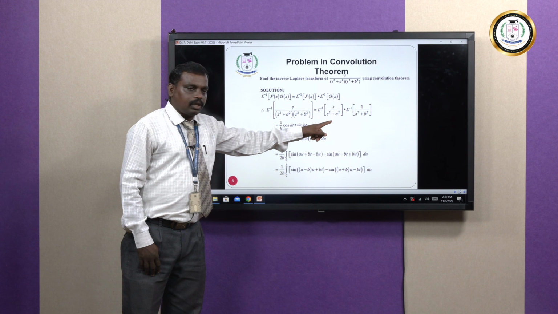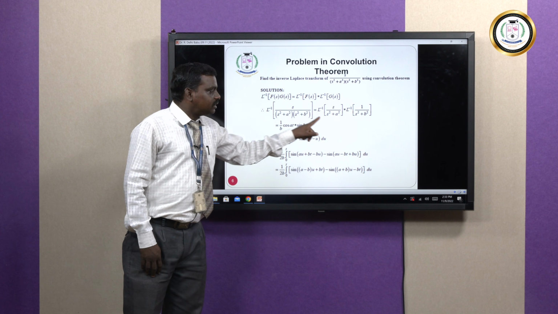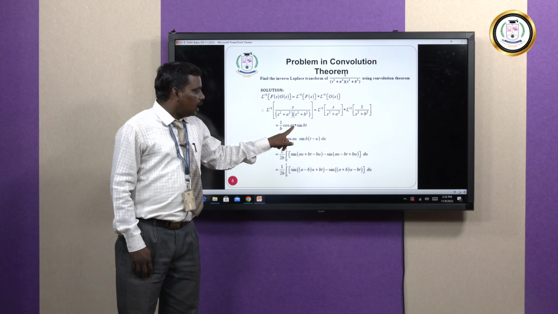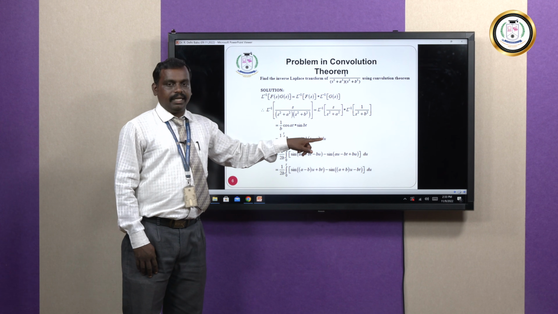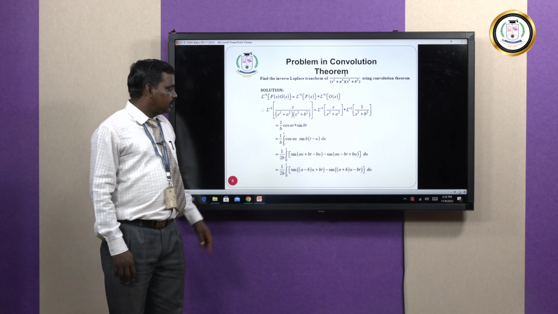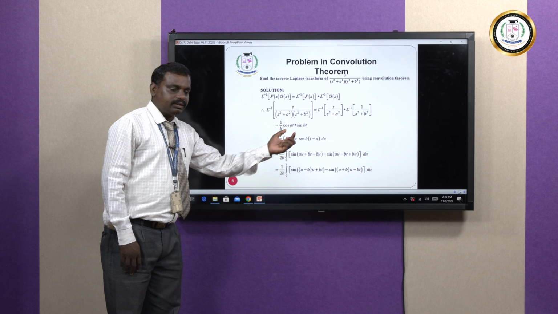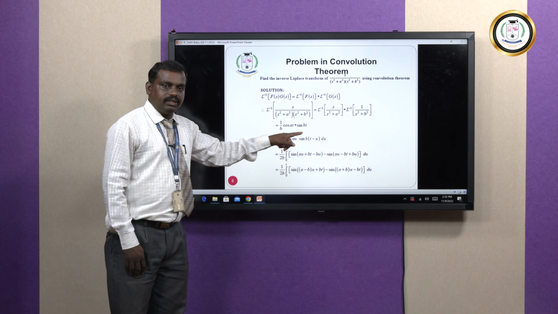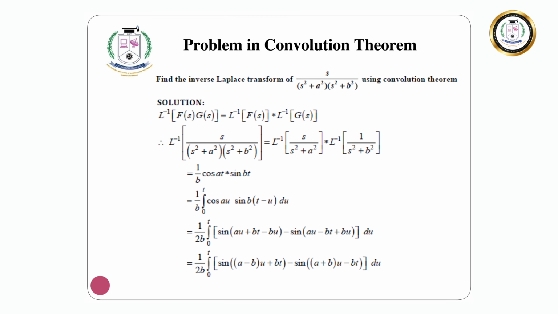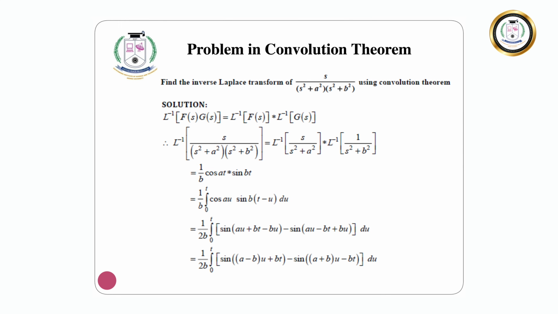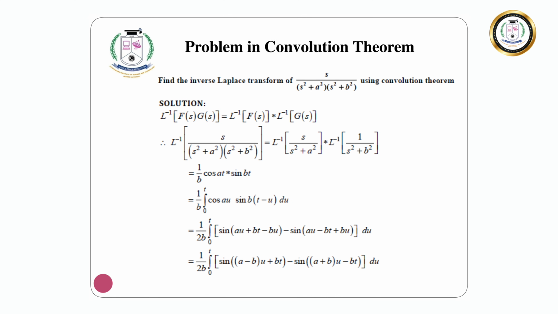What is L inverse of s/(s²+a²)? It is cos at, star L inverse of 1/(s²+b²), which is (1/b) sin bt. That 1/b I will write in front of that, which is 1/b. You know the convolution of two functions definition: f(t) convolution g(t) is the integral from 0 to t of f(u), that means cos au, into g(t−u), that means sin b(t−u), du. I just applied the convolution of two functions definition.